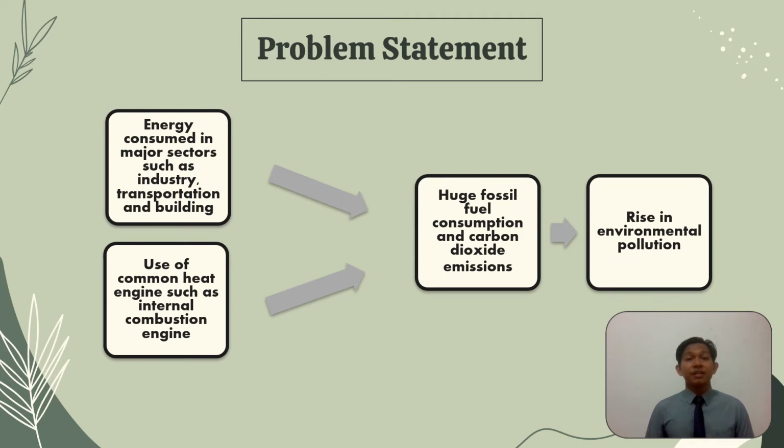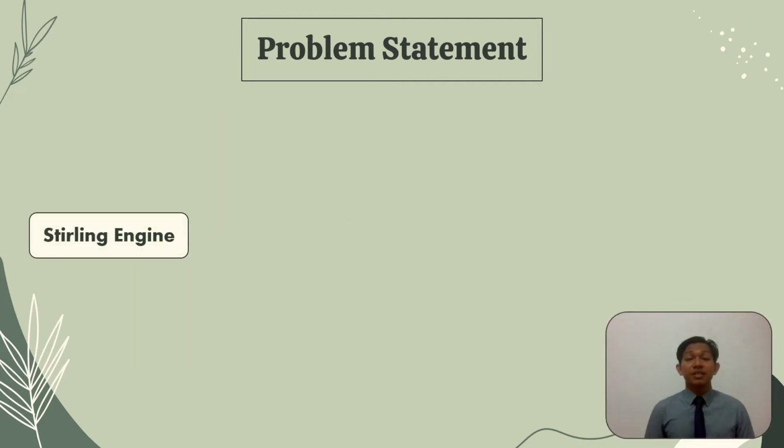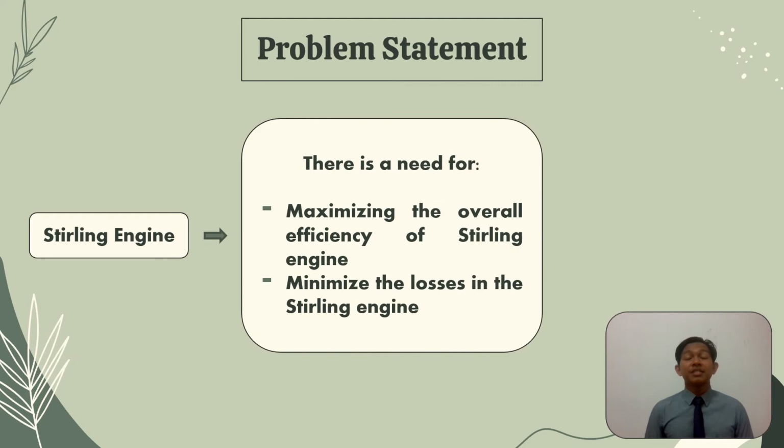Furthermore, the non-renewable resources such as fossil fuels are now at the risk of depletion. Thus, a device like Stirling engine is used to overcome this problem. However, due to the increasing commercialization of this technology, there is a need for maximizing the overall efficiency of the Stirling engine. Other than that, there is also a need to minimize the loss in the Stirling engine.